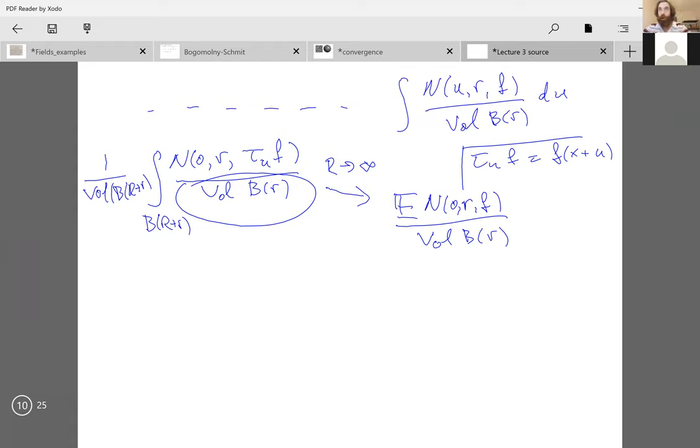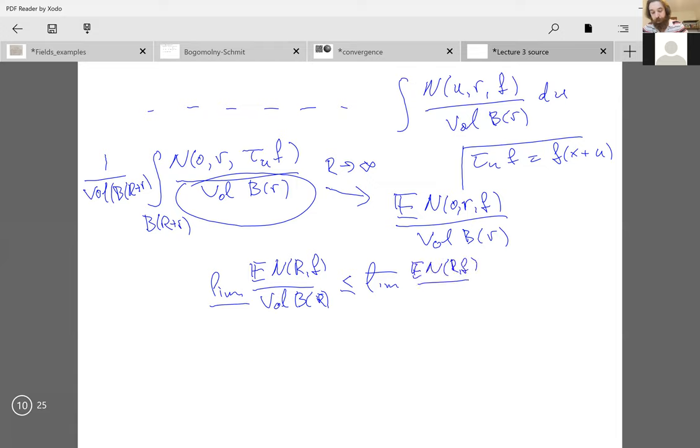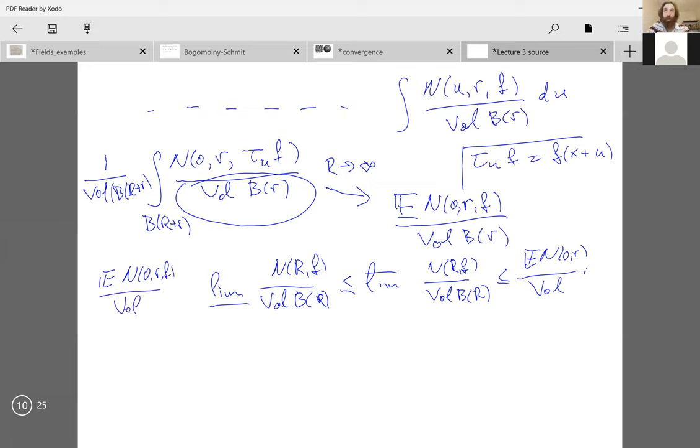So what we have is that the lower limit of the expectation of the number of these over volume of B_R is less than the upper limit. And then we have the expectation of the number of zeros over volume plus small. Well, sorry, in the limit, this small term disappears, and here we have the expectation. And so we have the limit. Okay.